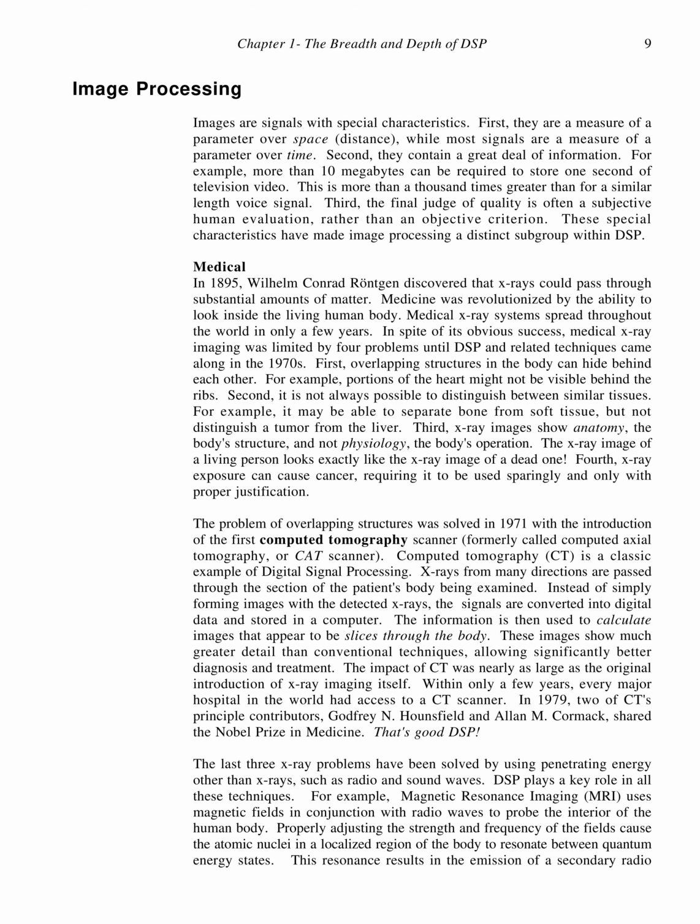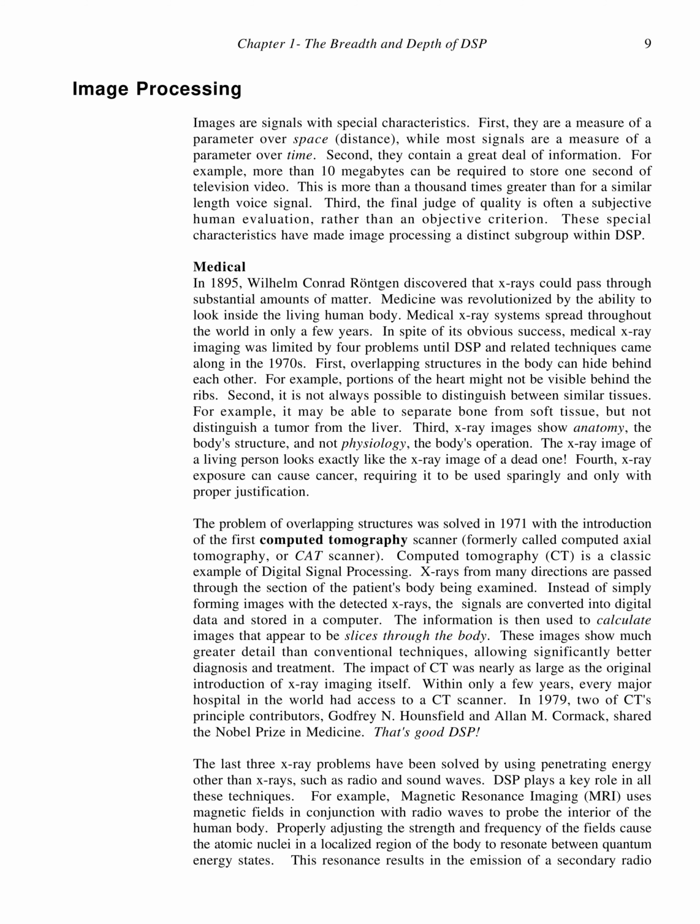Chapter 1. The breadth and depth of DSP image processing. Images are signals with special characteristics. They are a measure of a parameter over space, while most signals are a measure of a parameter over time. They contain a great deal of information.